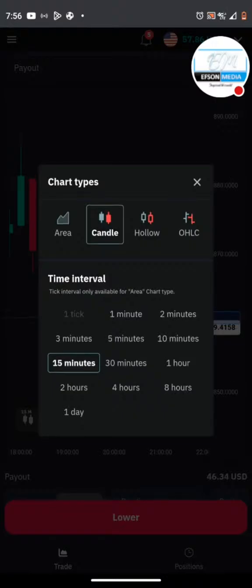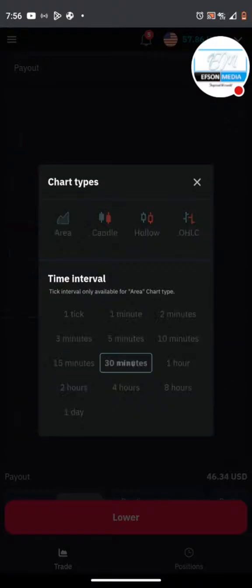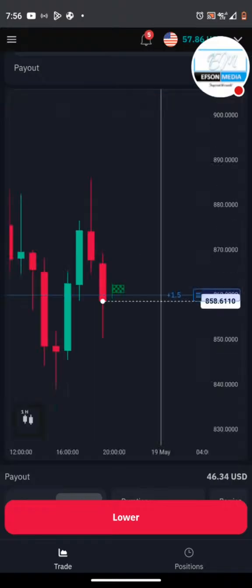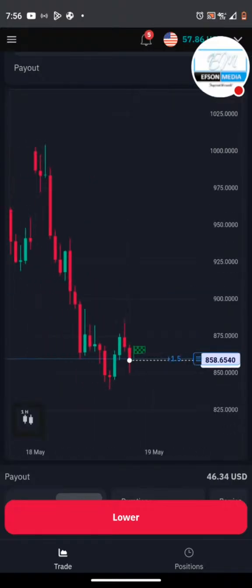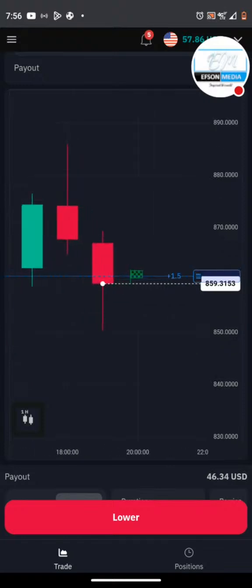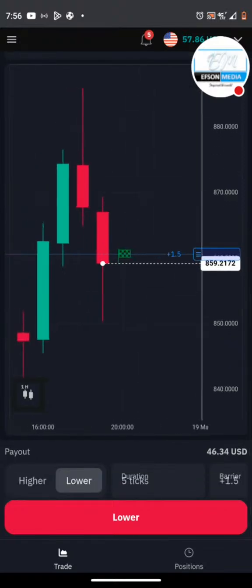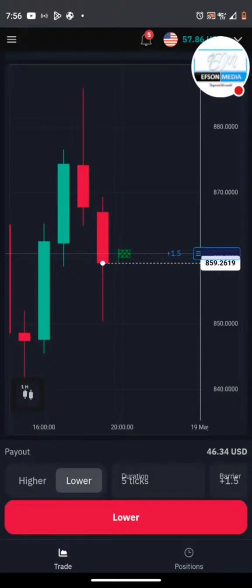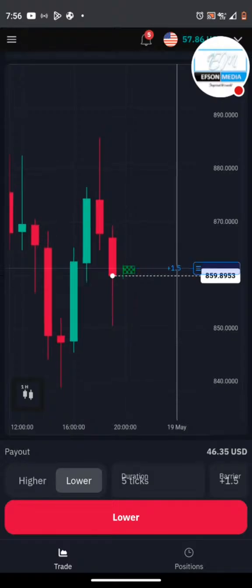Seeing some pullback. Go back to our 1-hour candle. Be sure of where the direction is now. We are experiencing a pullback. The bulls, the buyers in the market. The green represents the buyers. The red represents the sellers.